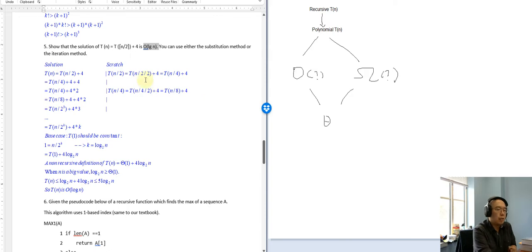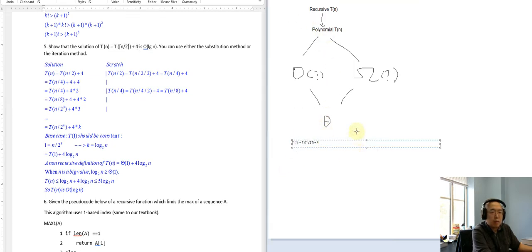Okay, so let's start. This is the recursive version of Tn. To solve this Tn, I have T(n/2). So what is T(n/2)? Let me do it this way. What we have is Tn equals T(n/2) plus 4. In this case, I don't know what T(n/2) is.